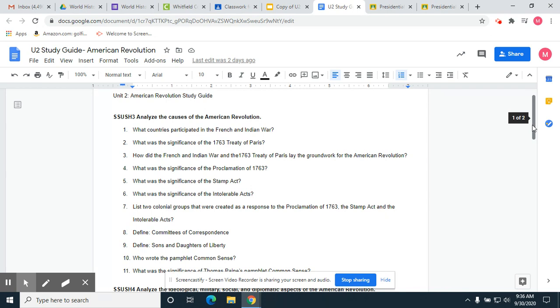Number seven, list two colonial groups that were created as a response to the proclamation of 1763, the Stamp Act, and the Intolerable Acts. Okay, that's going to be the Sons of Liberty and the Daughters of Liberty. Okay, it's also going to be the Committees of Correspondence. Okay, so number eight, define the Committee of Correspondence.